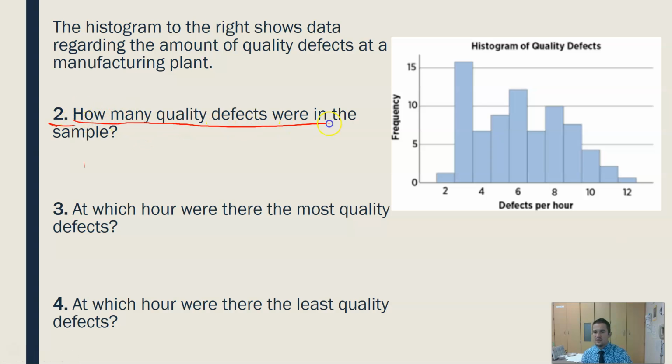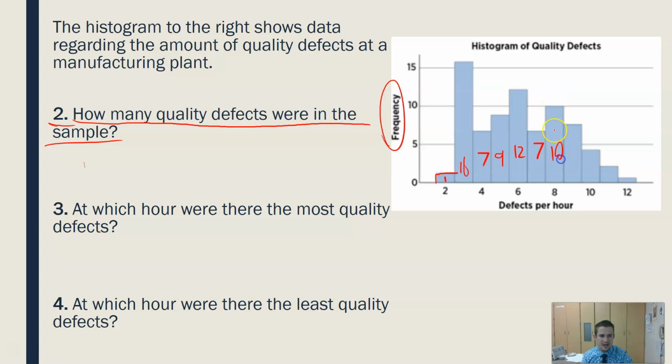So how many quality defects were in the sample? Well, let's see. Here it looks like there was 1. So there's 1 quality defect here in the second hour. It looks like there's 16 here. It looks like there's about 7 here, because these are the frequencies, right? So there's about 7 here, maybe about 9 here. It looks to be about 12 here, about 7 here.